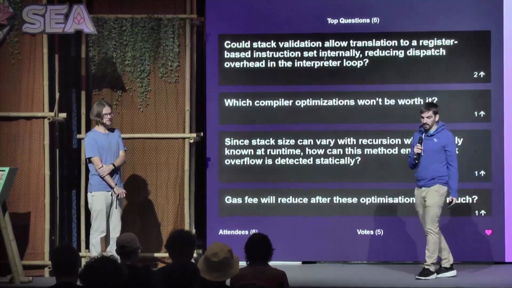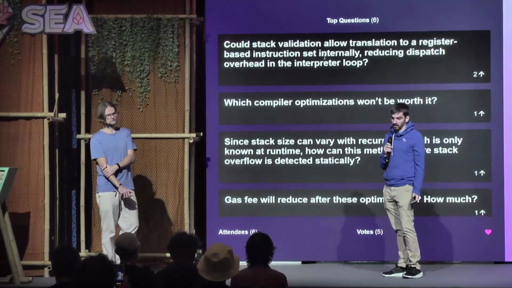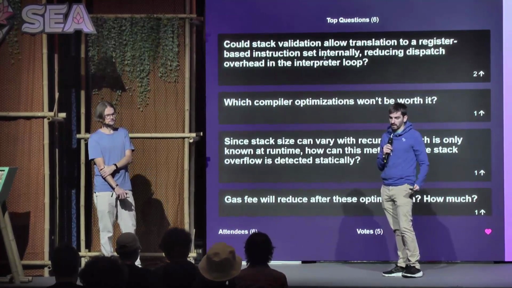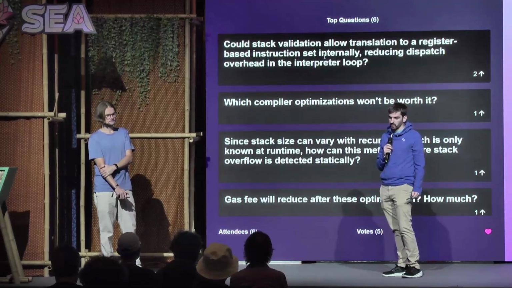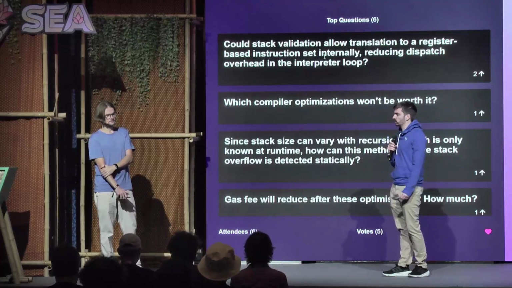The most popular question is: could the stack validation allow translation to a register-based instruction set internally, reducing dispatch overhead in the interpreter loop? I think definitely it can. Any translation is easier in EOF, given that we do not have dynamic jumps. That's the main reason that we can do JITing, we can compile to whatever backend. There are various ideas about what EOF can be compiled to.